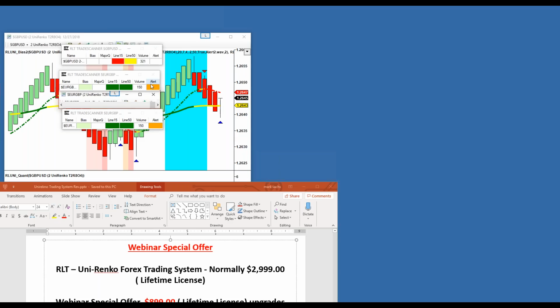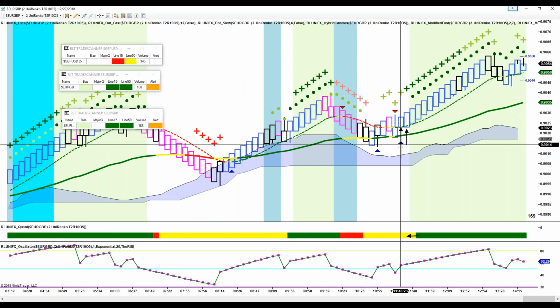And these are the things I go over in the webinar. It's really very, very simple. Now, the auto is just going to take this entry if it aligns. It's got no leeway. It doesn't need any leeway because it's trading too many markets.